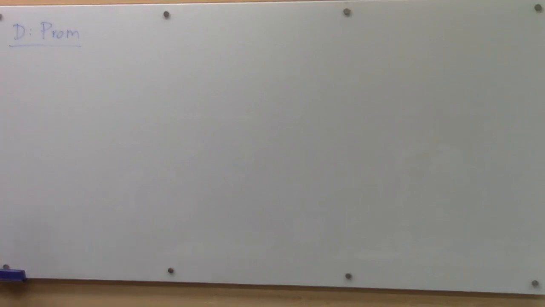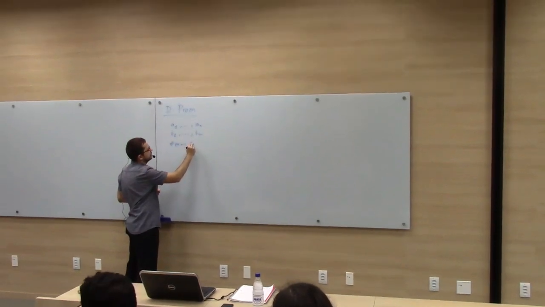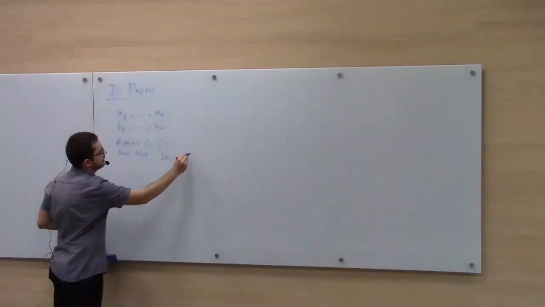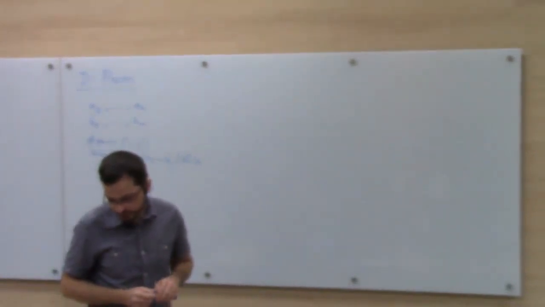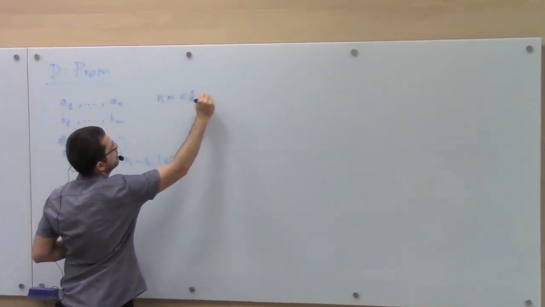Okay, so basically we had two arrays of numbers: numbers from A1 to AN and numbers from B1 to BM. And we want to find the number of pairs ij, such that the first number in the pair is from one array and the second number is from the second array, and the difference between these numbers, ai and bj, is not greater than some constant k, which was also given in the problem statement. And n and m were up to 10 to the 6th.